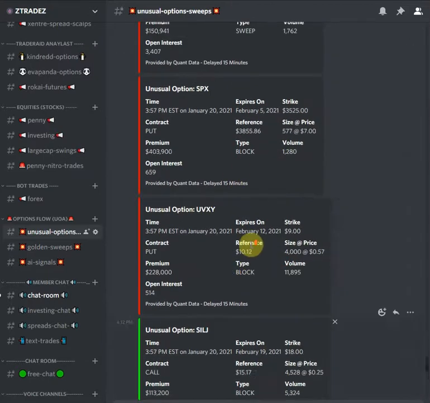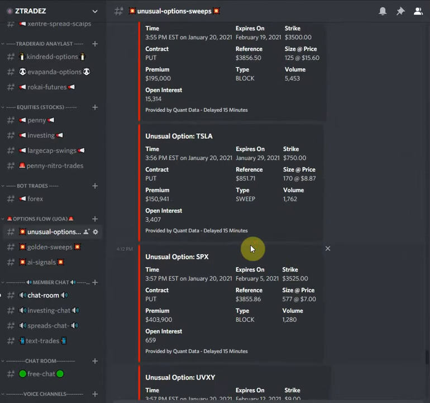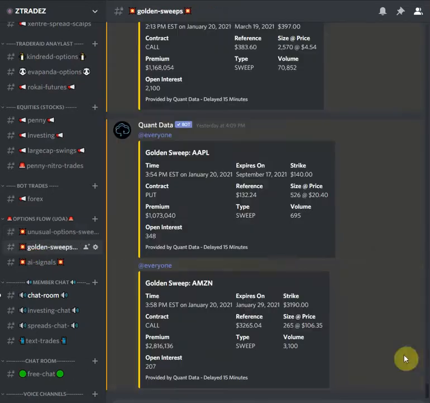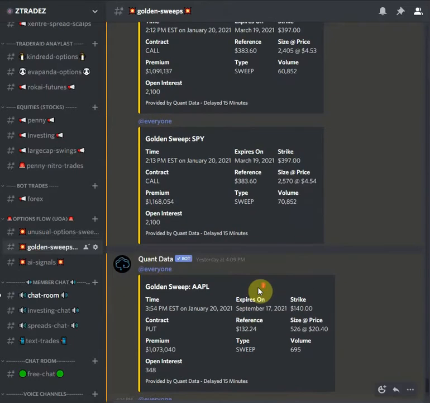OPRA, and so it is delayed 15 minutes, but that's okay because if I'm seeing multiple puts come in on, I don't know, Snapchat for 2 months out over and over again, they may be onto something. Same thing over here. The golden sweeps is just options where there's unusual options activity. That's over $1 million dropped on a call or a put. Again, this is compliant, and it is 15 minutes delayed.